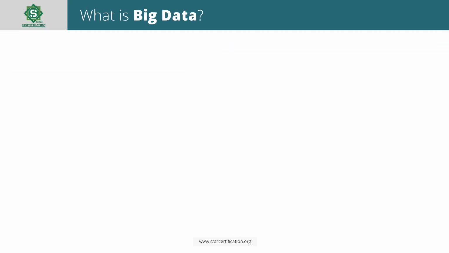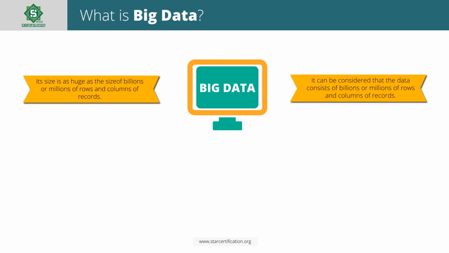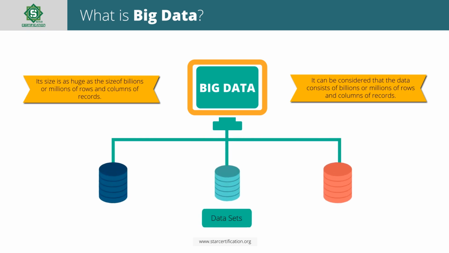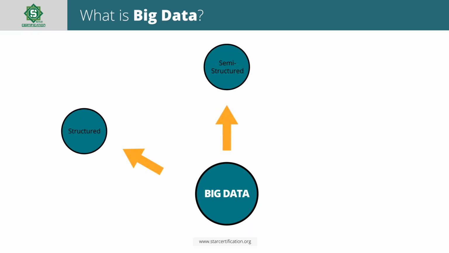What is big data? The size of data in a big data is difficult to be stated, but it can be considered that the data consists of billions or millions of rows and columns of records. In other words, the term big data is used for huge datasets. Big data datasets may contain data in structured, semi-structured, or unstructured formats and are impractical to manage with traditional software tools.